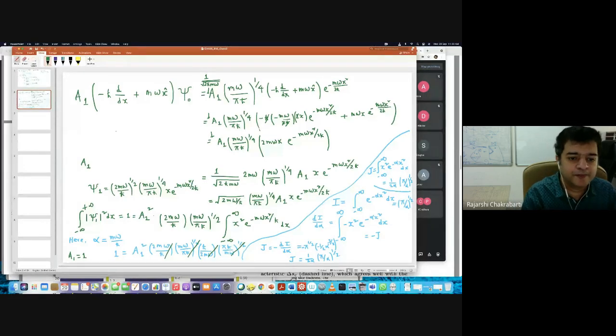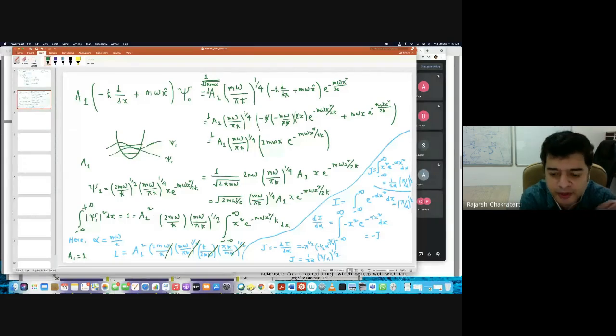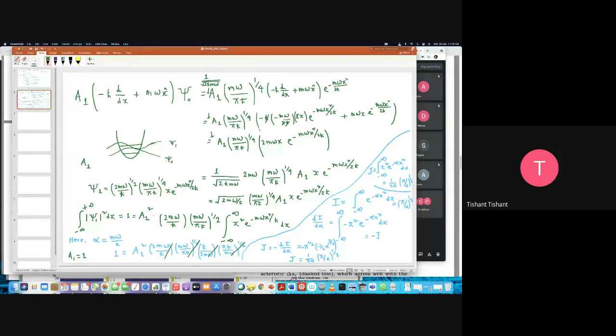You remember this, no? If you have a harmonic oscillator, like this is 0, this is 1, 0 is like this, and this is going to be like this. This is hand drawn, so not perfect. Is it clear to all of you?